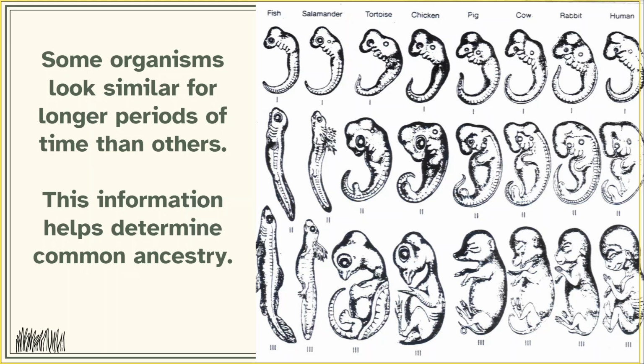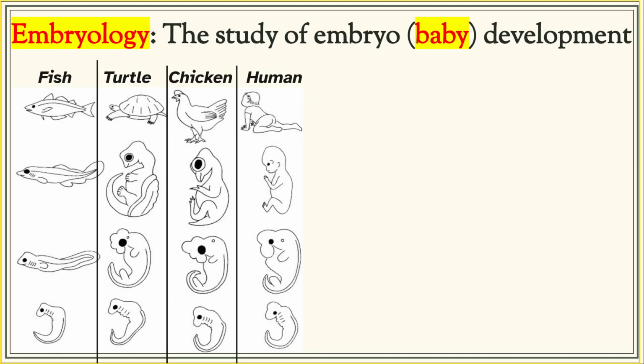So some organisms look more similar for longer periods of time than others. This tells us more information about their common ancestry. The more similar they look for the longer period of time, the more closely related they are. If you guys notice, the fish and the salamander looked really similar all the way up to the end. That shows us they're really closely related. And the cow and the rabbit look really similar. That shows that they're really closely related, as well as the tortoise and the chicken. So this shows us these groups, this shows us how related those embryos are.